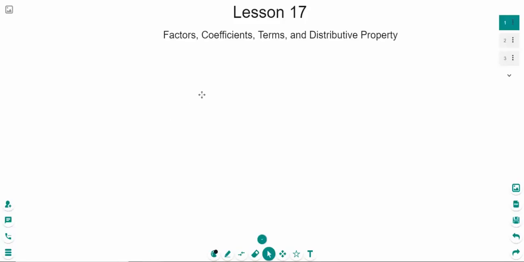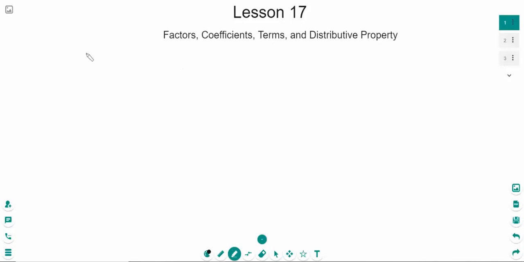So today we're going to be talking about factors, coefficients, terms, and the distributive property. We have quite a bit to get through here, so let's go ahead and get started. To start with, we're going to get a few terms figured out.